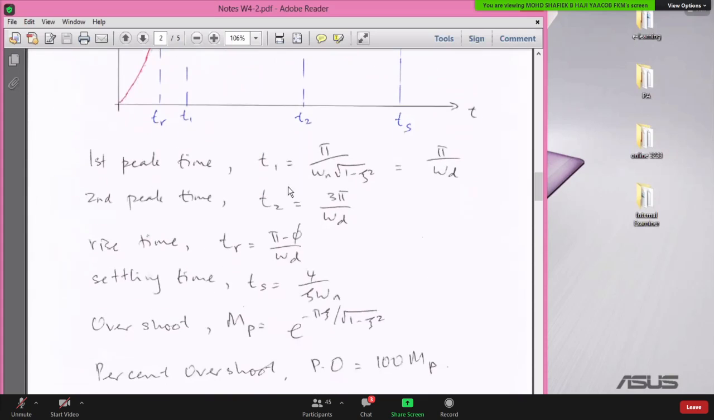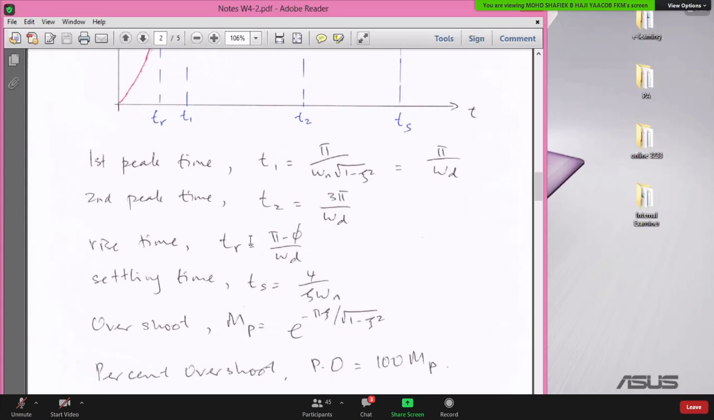So this is a peak time. The first peak time is given by pi divided by omega d. Omega d is just omega n multiplied by the square root of 1 minus zeta square. This is the second peak time. This is the rise time. This is the settling time, 4 divided by zeta omega n. This is the percent overshoot.